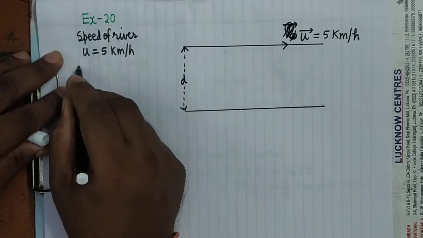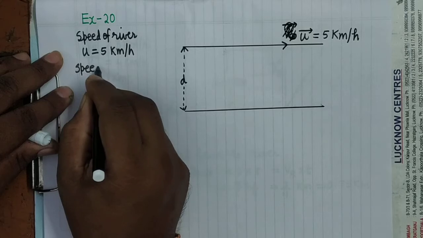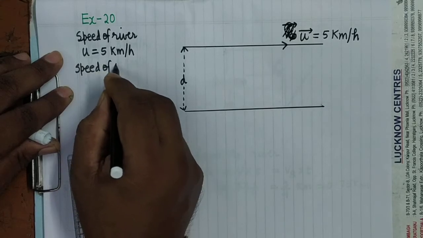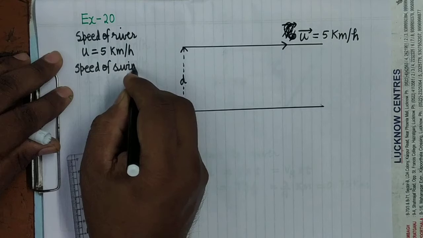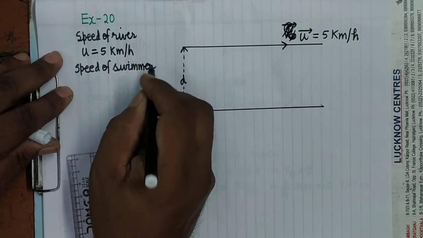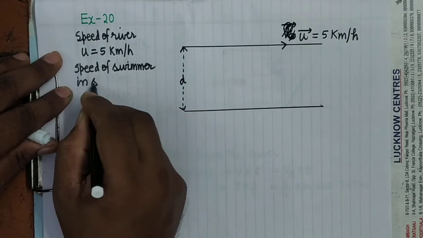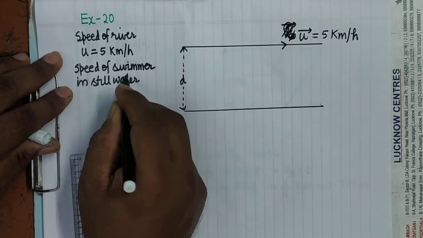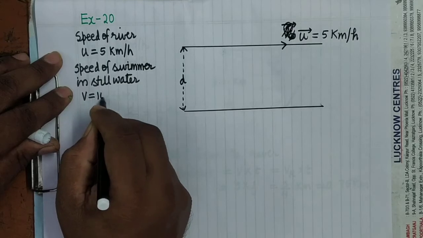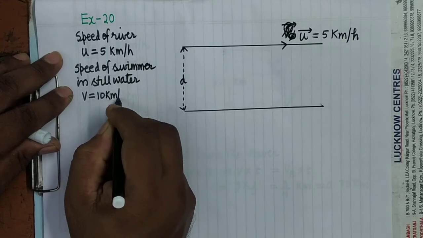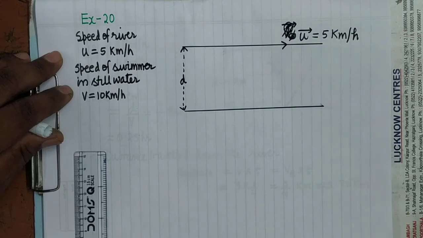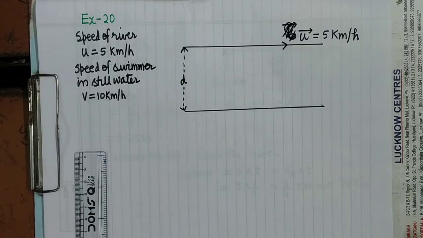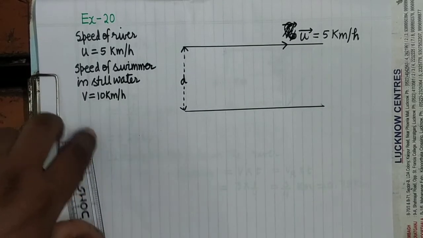And the speed of the swimmer in still water is given as v equals 10 km per hour. It's clear. You have to find the direction of the swimmer so that he crosses the river by the least possible path. So what will be the least possible path?